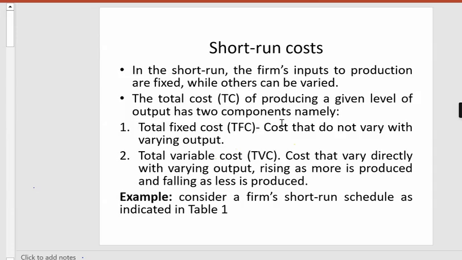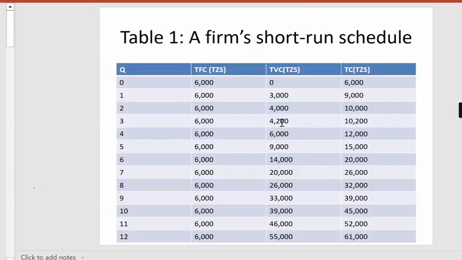Sometimes we call it an investment cost. Yani ile inabaki kama ilivyo, right? Let's see an example here. Take a look at this table here. Q, the column Q, represents what? Okay, Q represents output.